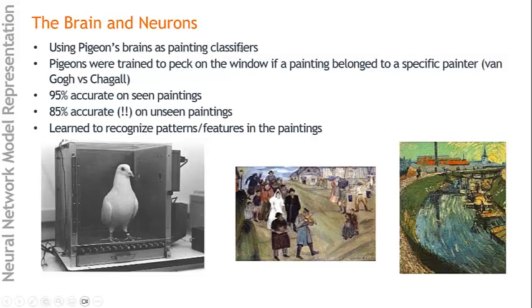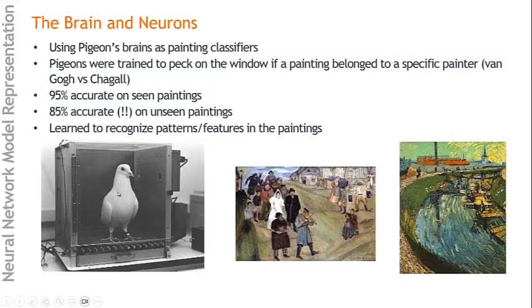Pigeons can be used to classify paintings. Van Gogh and Chagall are two different painters with fairly similar styles. This is a Chagall painting. This is a Van Gogh painting. The pigeon can be trained using many examples of Chagall and Van Gogh paintings to distinguish between the two painters. Perhaps the pigeon is given one kind of response for recognizing correctly and one kind of response for recognizing incorrectly. Typically, you'll train pigeons by rewarding them with food when they make a correct guess.